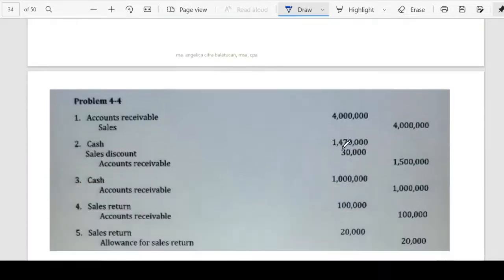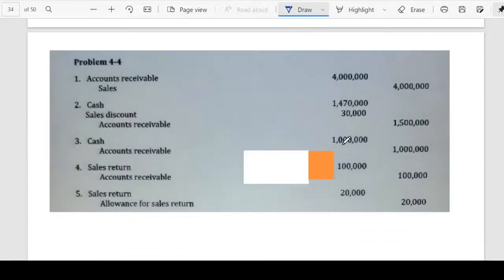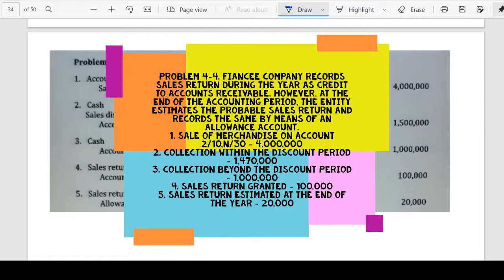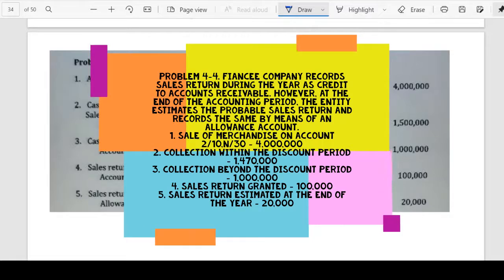Let's proceed with 4.4. Prepare the journal entries to record the transactions. The company records sales return during the year as a credit to accounts receivable. However, at the end of the accounting period, the entity estimates the probable sales return and records the same by means of an allowance account. So, naa siya allowance for sales return.